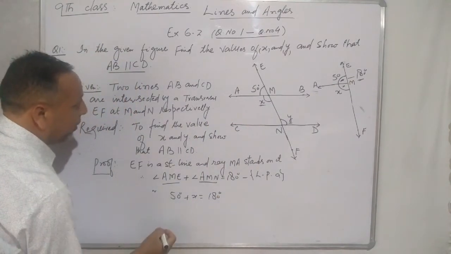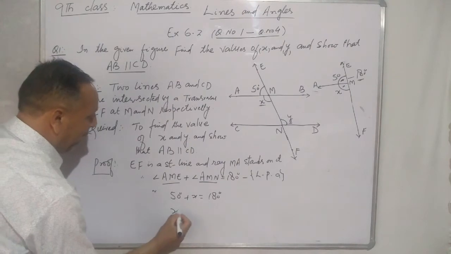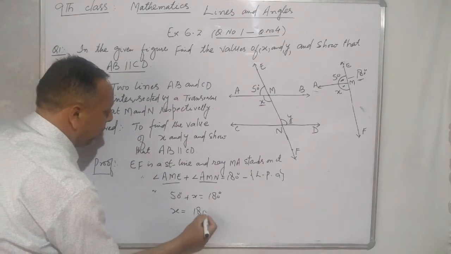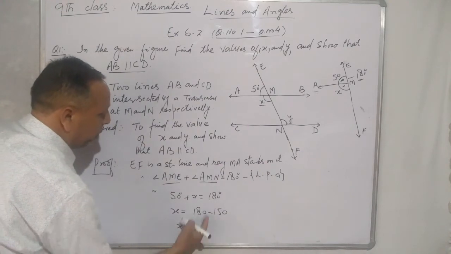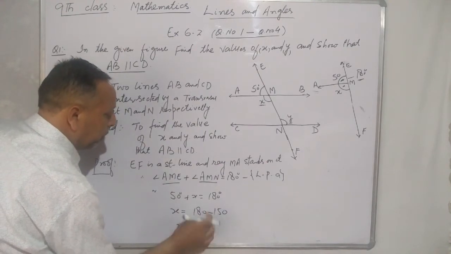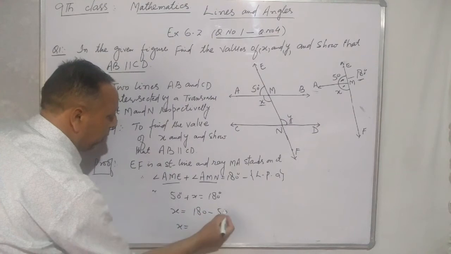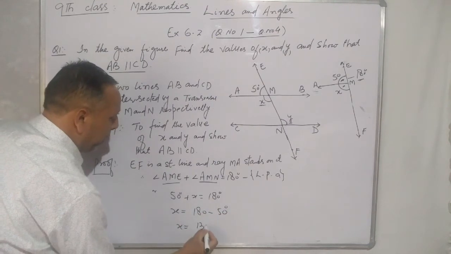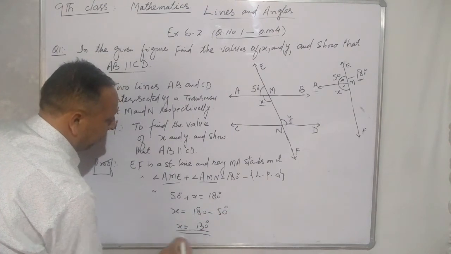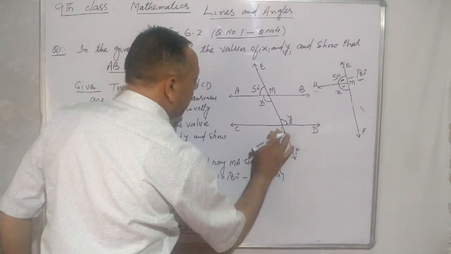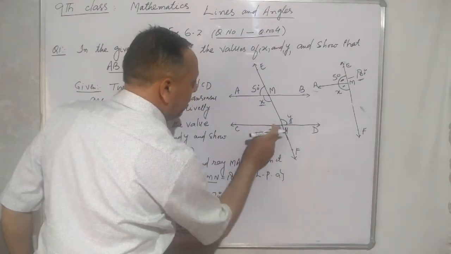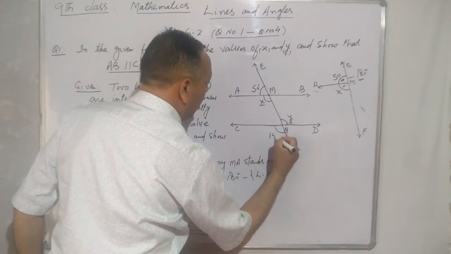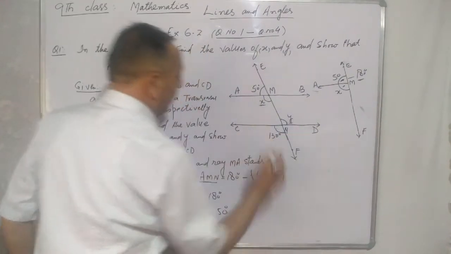Therefore, we can say that angle x is equal to 180 minus 50. It is equal to 130 degrees. Now here, this angle CNF is also 130 degrees.